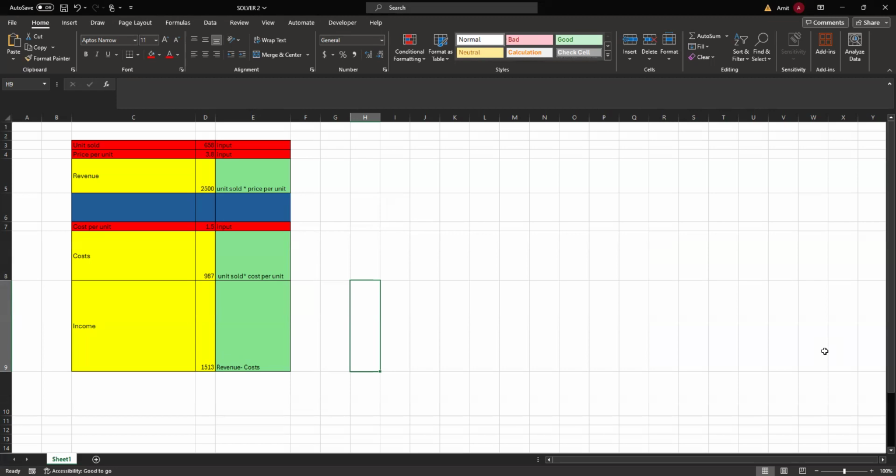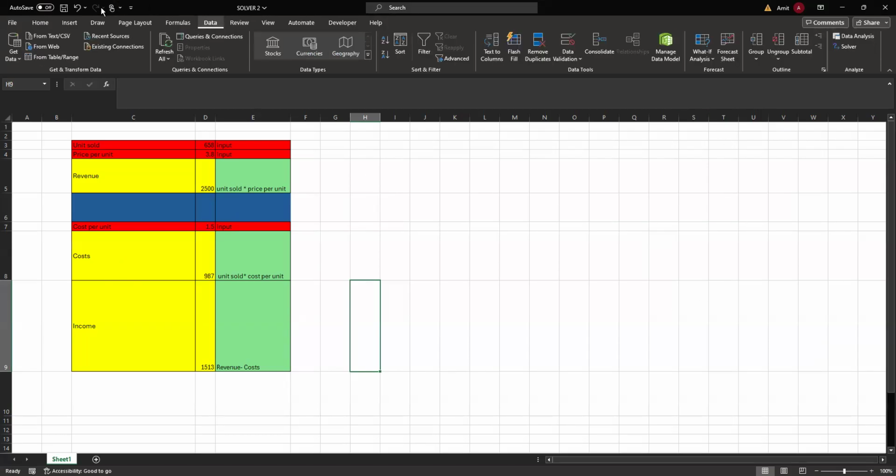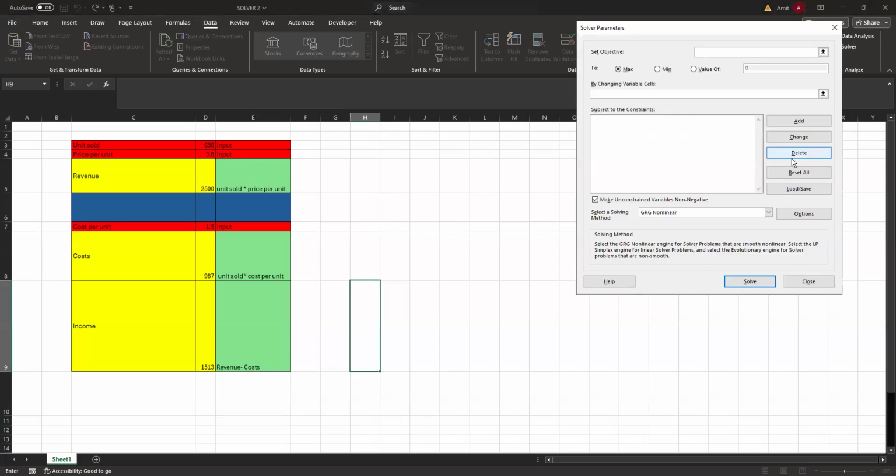And here we have been given unit cost, cost per unit and all. So let us go to Data, then Solver, Set Objective. I want this income to have a value of about $2,000. So instead of 1513, I want to earn 2000 of my income or profit. Okay, so what can we do by changing variables?